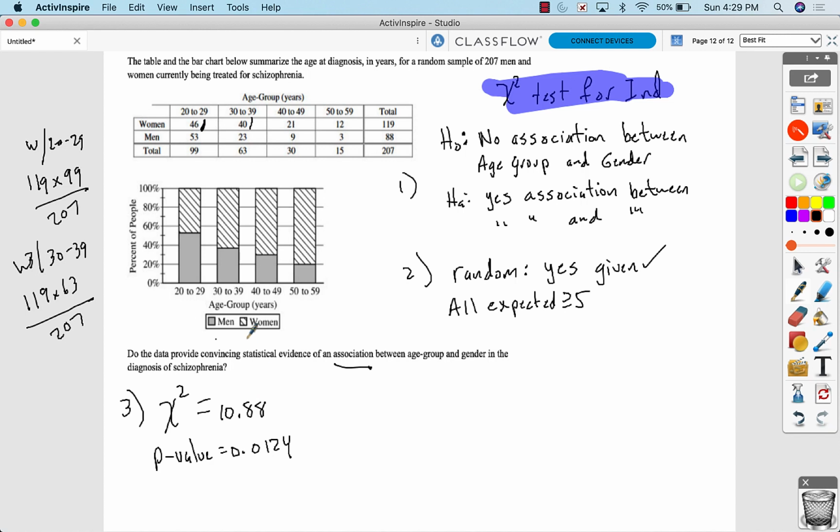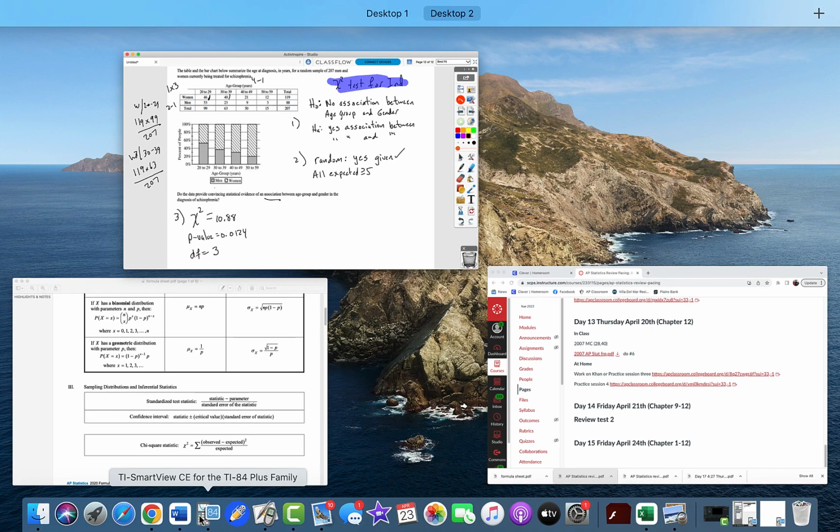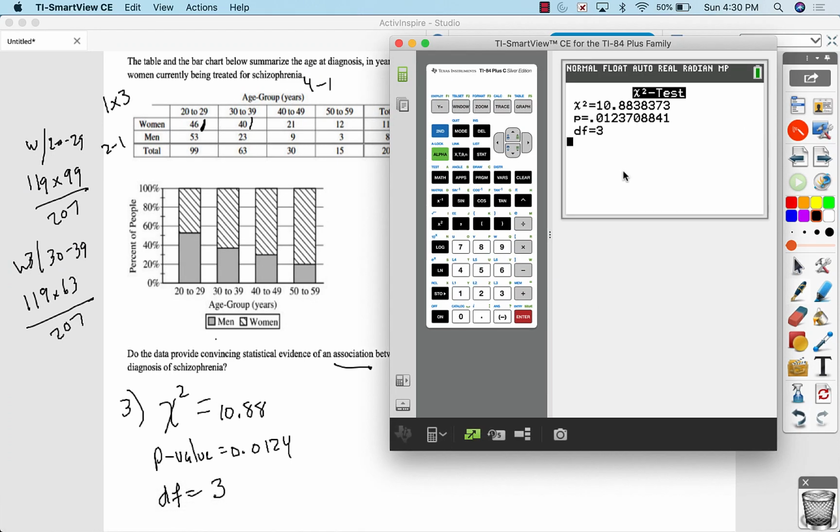All right. So let me just put the DF just for fun, because it's always good. So 1, 2, 3, 4. 4 minus 1. 1, 2. 2 minus 1. That's 1 times 3. So your DF is 3. It probably told you that when you ran the test. Yeah, there you go. Okay, there it tells you.